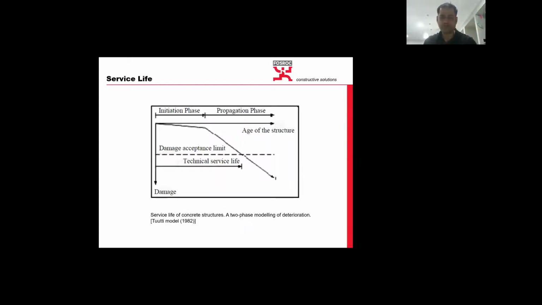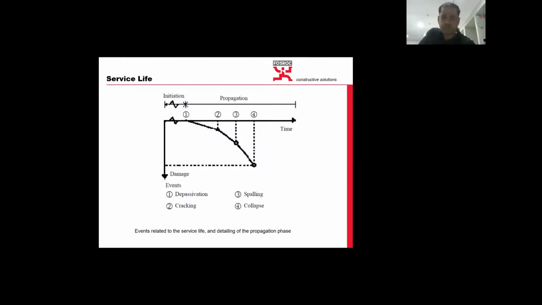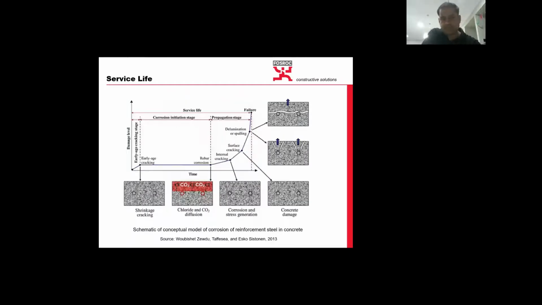This is a very old way of thinking, because these days we have a lot of interventions and maintenance cycles that we go through. For example, here is another way of defining a service life. At number 1, you have depassivation. When the concrete is challenged, you have cracks. Number 3 is spalling. Number 4 is collapse. So you have initiation and propagation. This is the best model that I like. That says that your service life extends right from initiation till the end of the propagation stage, till the failure.